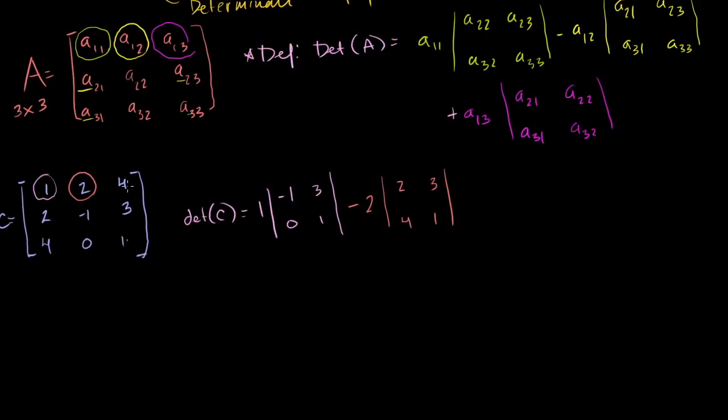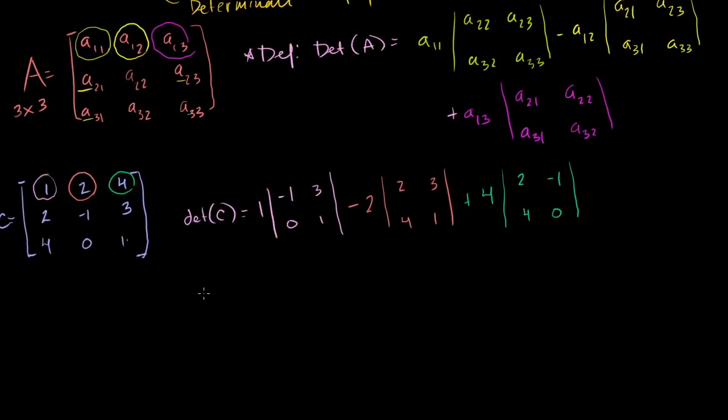And then finally, we'll have plus. We went plus, minus, plus. So finally, we'll have plus 4 times the determinant of the submatrix if you get rid of that row and that column. So 2, -1, 4, 0. Now these are pretty straightforward. These are not too bad to compute.